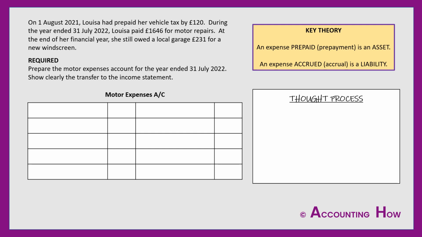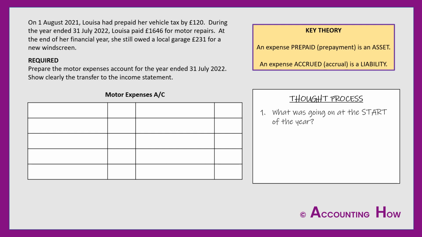The first thing I'm going to do, you can see my thought process coming up, is ask myself what was going on, what was the situation at the start of Louisa's financial year. If I look at the dates in the question, we're being asked to prepare the motor expenses account for the year ended 31st of July 2022. So if her financial year ends then, it means her financial year must have started on the 1st of August 2021. So I'm looking for anything that was going on the 1st of August 2021, and I can see the first sentence tells me on that date Louisa had prepaid her vehicle tax by £120.